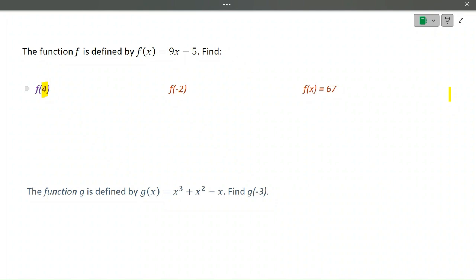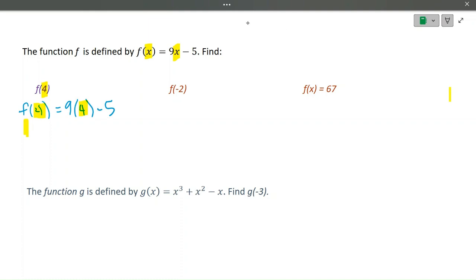What this means is everywhere I see x, I'm substituting 4. The reason I know that is the 4 replaced the x. So if you look at f of x up here, you can see that where the 4 is, x is. What that tells me is I'm trying to find the value of f of x when x is 4. So let's go ahead and do that. I'm going to write f of 4 equals 9 times 4 minus 5. You're going to notice everywhere there was an x, I replaced it with 4.